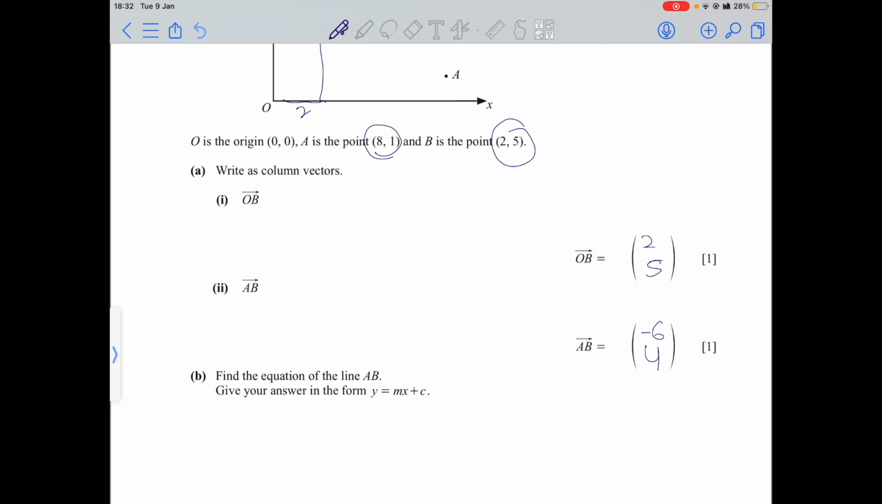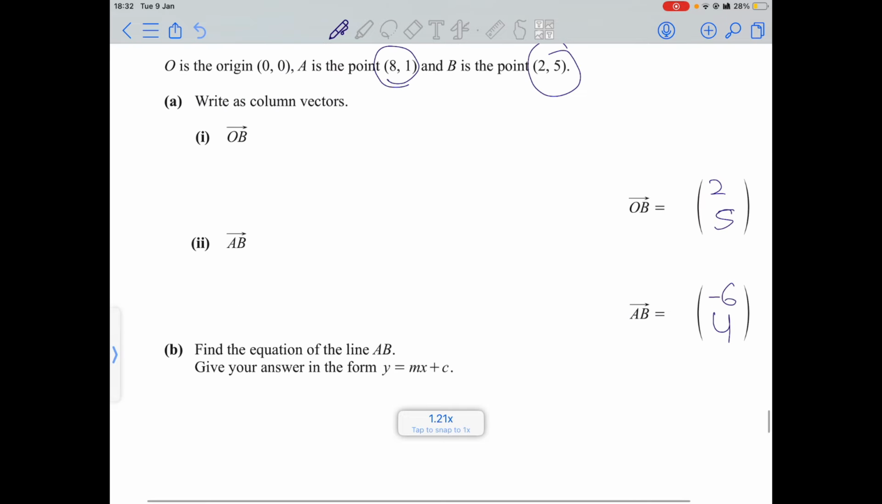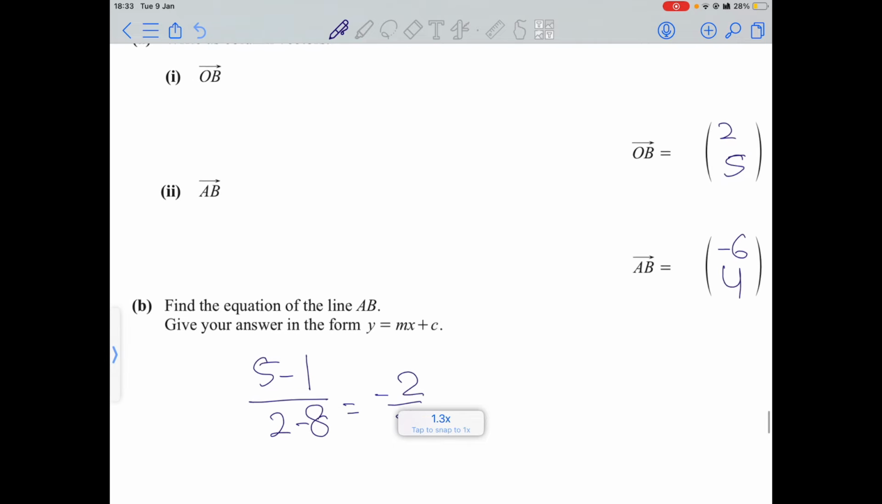Find the equation of the line AB. Whenever there are 2 points and I'm finding the equation of the line, you will just need to find the gradient first. The gradient is y2 minus y1 over x2 minus x1, so 5 minus 1 over 2 minus 8. That gives me negative 2 over 3.